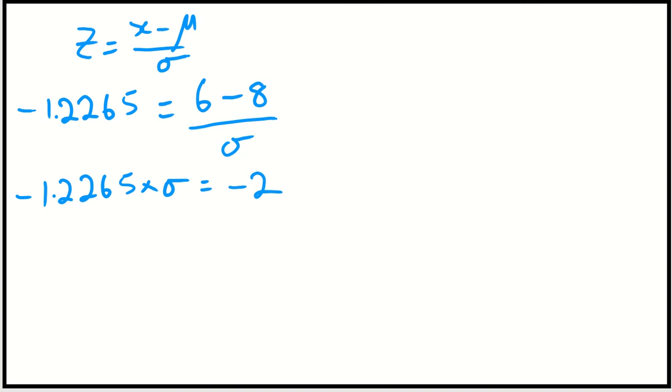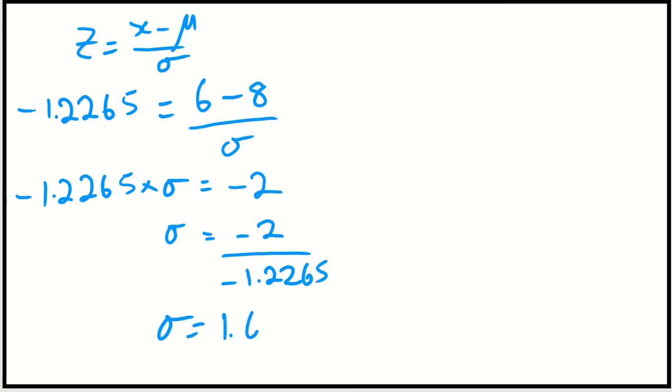Now I want to get the standard deviation by itself, so the opposite of multiplying by negative 1.22 is dividing. So I'm going to get my standard deviation equals negative 2 divided by negative 1.2265, and that's going to give me a standard deviation there of 1.63 hours. So there is how we find our standard deviation.